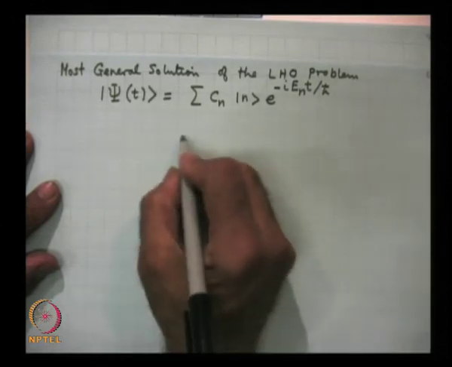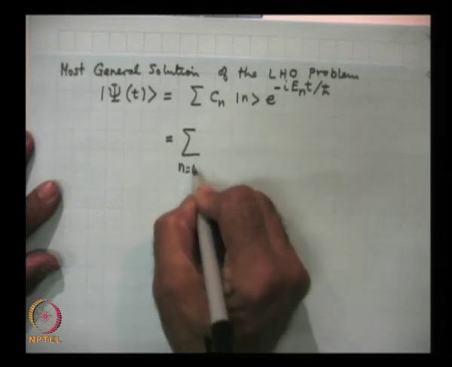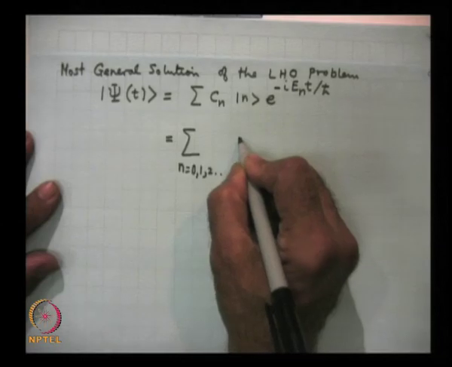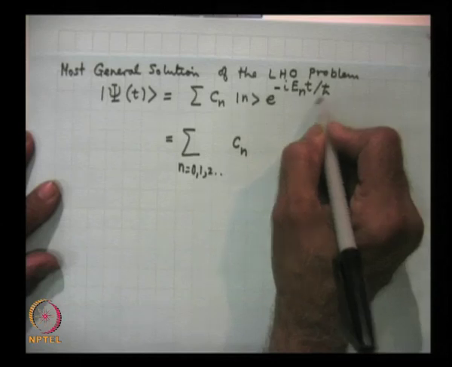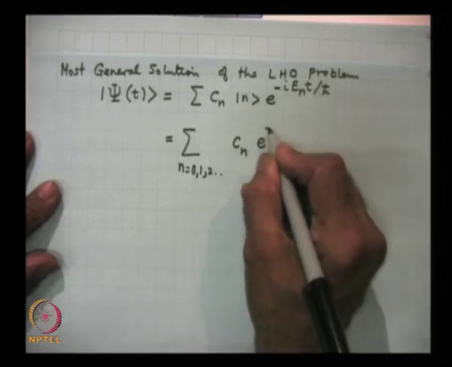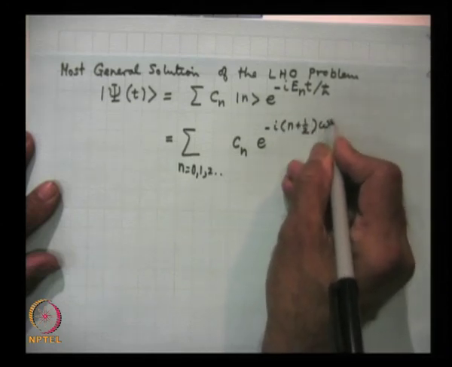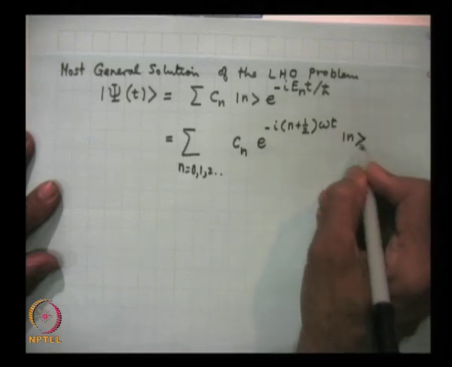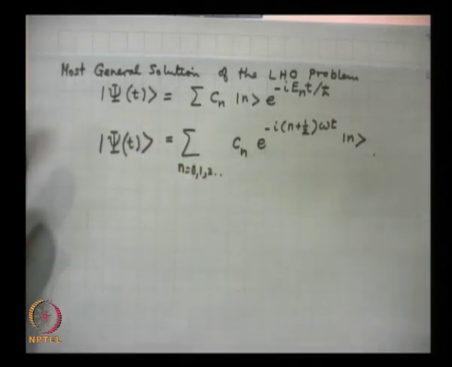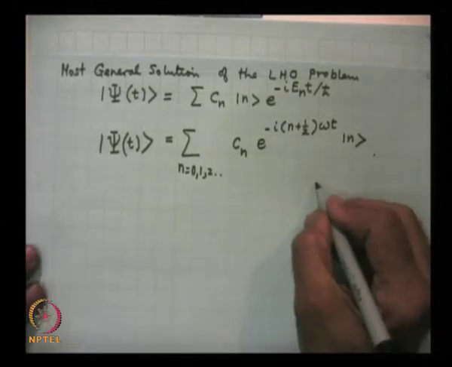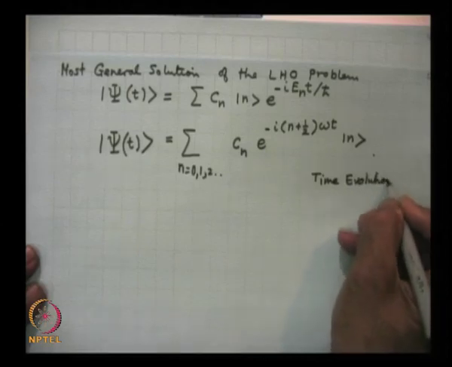I know the value of E n, so I substitute it here. So, summation n equal to 0, 1, 2, 3, C n, and E n is n plus half h cross omega, h cross cancels out. So, I get e to the power of minus i n plus half omega t ket n. This is the time evolution. This above equation represents the time evolution of a general state.